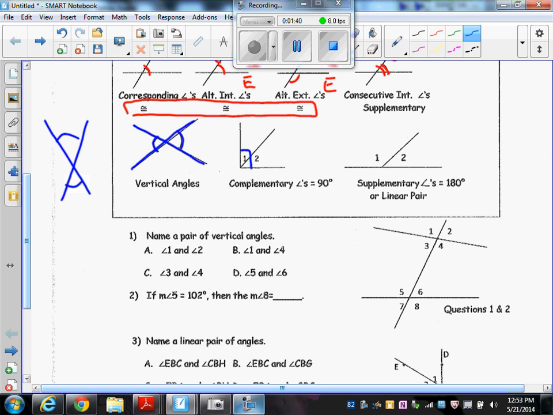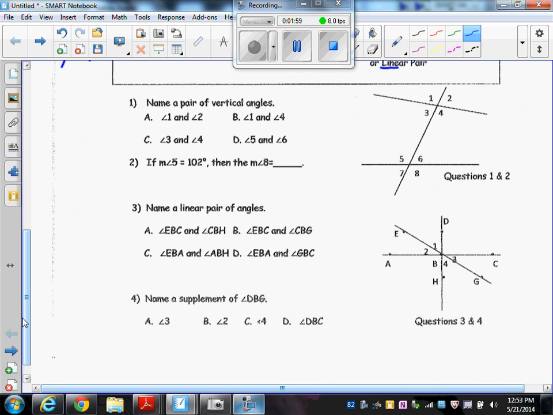And lastly, we have supplementary angles, which add up to 180 degrees, or a linear pair. So take a look, I have a line there. It's even in the word linear. And I put another line through it to create a pair of angles.